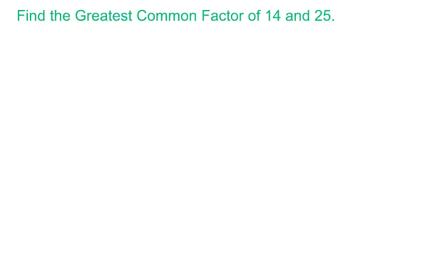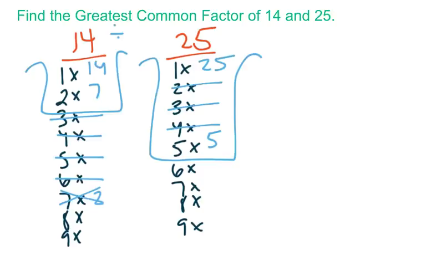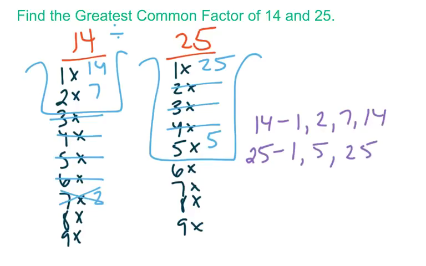Next example says to find the greatest common factor of 14 and 25. So once again, we're going to list out our numbers 14 and 25. I want you to once again pause the video, fill out your nines method for 14 and 25, and then press play again. So go ahead and check your nines method listing, and then we're going to move over to making our numerical ordered list for 14 and 25. So I have 1, 2, 7, and 14, and then I have 1, 5, and 25.